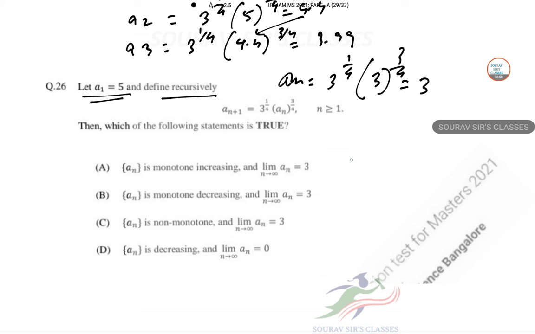So a(n) has these possible values and is monotonically decreasing, and this value is this. So option B is correct.